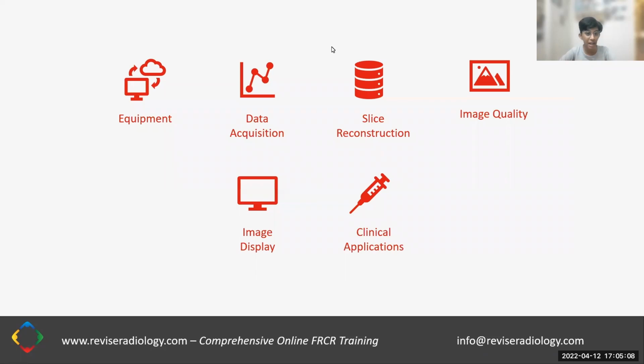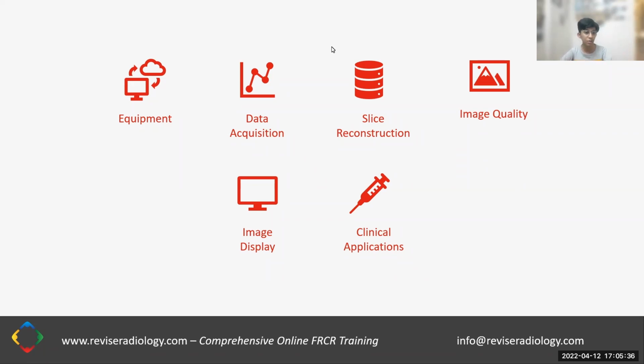So there are a few different aspects when we're trying to understand single photon emission. We have to understand what kind of equipment is involved in creating the image. What is the process of data acquisition and slice reconstruction? What are the factors which influence the image quality? How is the image finally displayed when you're looking at it? And what are the clinical applications of this type of imaging?